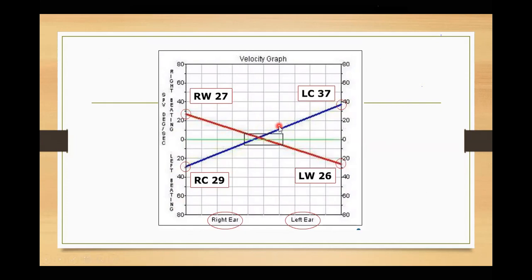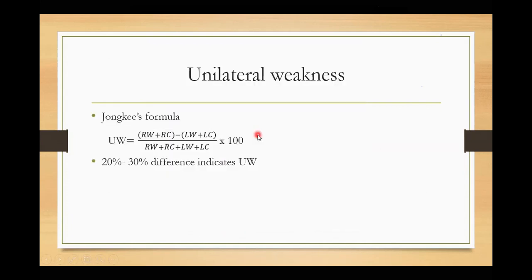And we try to join these two lines and we see where it is intersecting. It's intersecting within the box. So this is normal caloric irrigation. This person has normal caloric irrigation. Along with that, we have two other things: unilateral weakness and directional preponderance.